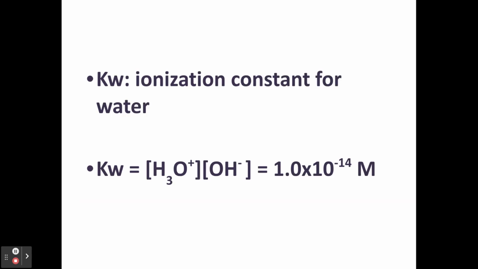Kw is called the ionization constant for water, and this is a constant number. It doesn't change. So the ionization constant of pure water is going to be when you multiply the hydronium concentration times the hydroxide concentration, you will always get 1 times 10 to the negative 14 molar.